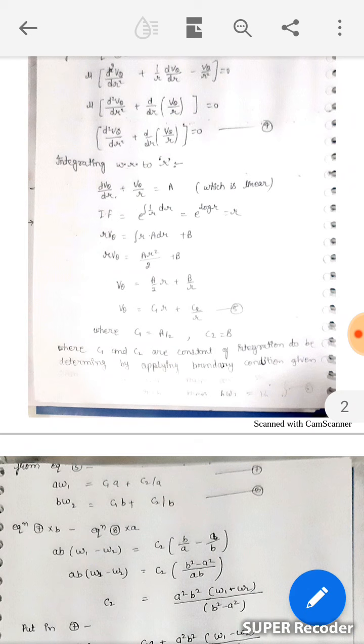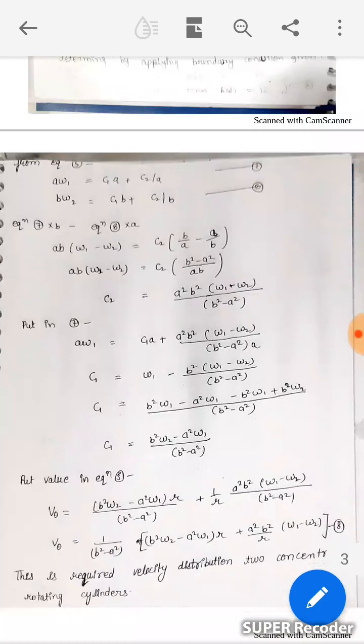Putting this in equation 6, we get a omega 1 is equal to c1 a plus a square b square into omega 1 minus omega 2 upon b square minus a square into a, or c1 is equal to omega 1 minus b square into omega 1 minus omega 2 upon b square minus a square, or c1 is equal to b square omega 1 minus a square omega 1 minus b square omega 1 plus b square omega 2 upon b square minus a square. The value of c1 is equal to b square omega 2 minus a square omega 1 upon b square minus a square.